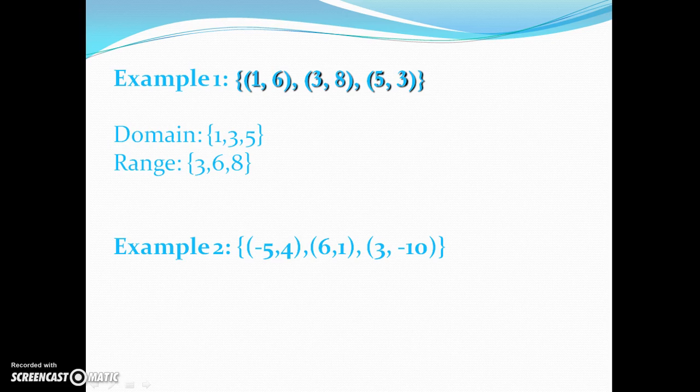So take a second and pause the video and tell me the domain and range of the second example, given coordinates (-5, 4), (6, 1), and (3, -10). Just write that down and play the video to see if you get it right. So you should have gotten that the domain is {-5, 3, 6}, and the range of that function is {-10, 1, 4}.